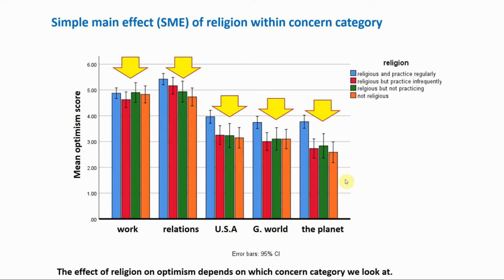Now, before I move on to the simple main effect in the other direction, let me just point out something here. Let's pretend that you just had 2 groups of religion, all right? If you only had 2 groups, so within each of the concern categories, you'd only be comparing 2 means, right? Let's say you had religious, practicing frequently, and non-religious, or not religious. If you only had 2 groups, then that wouldn't be a one-way independent ANOVA. That would be an independent t-test.